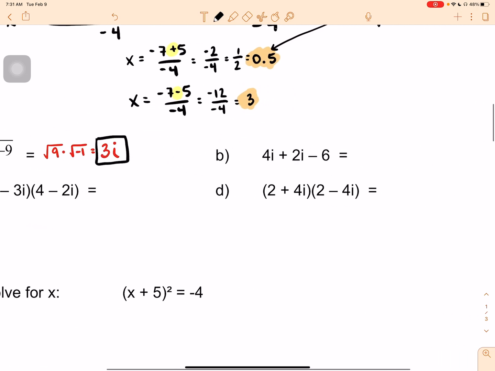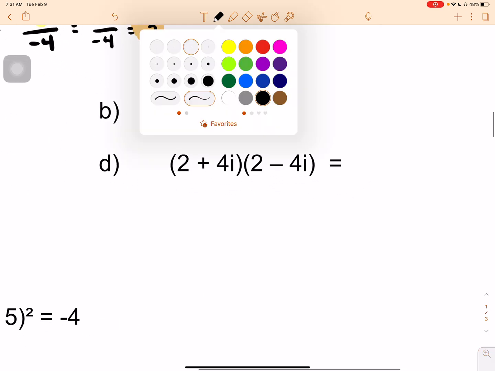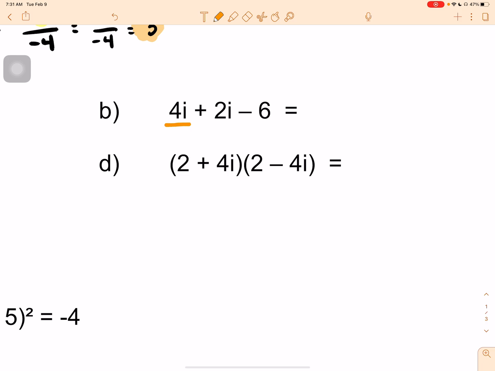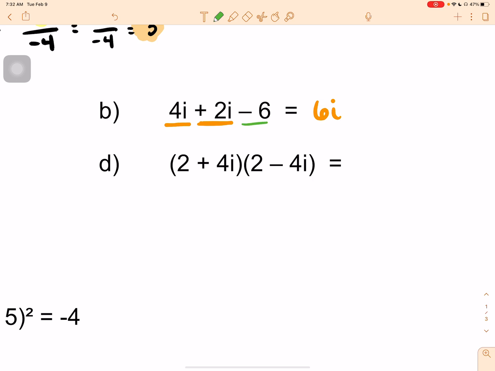Let's go ahead and look over here. So we just treat I like a variable. We have two like terms here, 4I plus 2I. That's just 6I. And the 6 here, minus 6, that's just by itself, minus 6. So that's the answer. That's it. Some students get those confused, but you really just treat it like you're combining like terms, and then you're good to go.